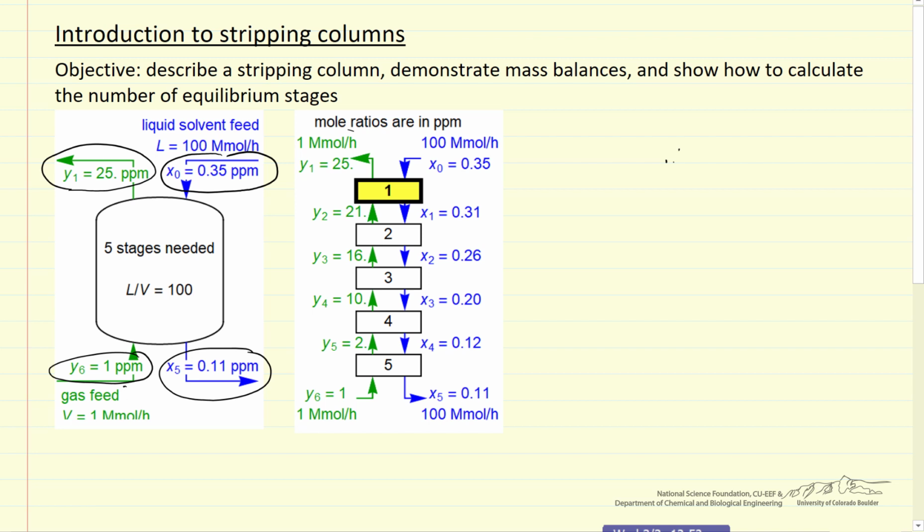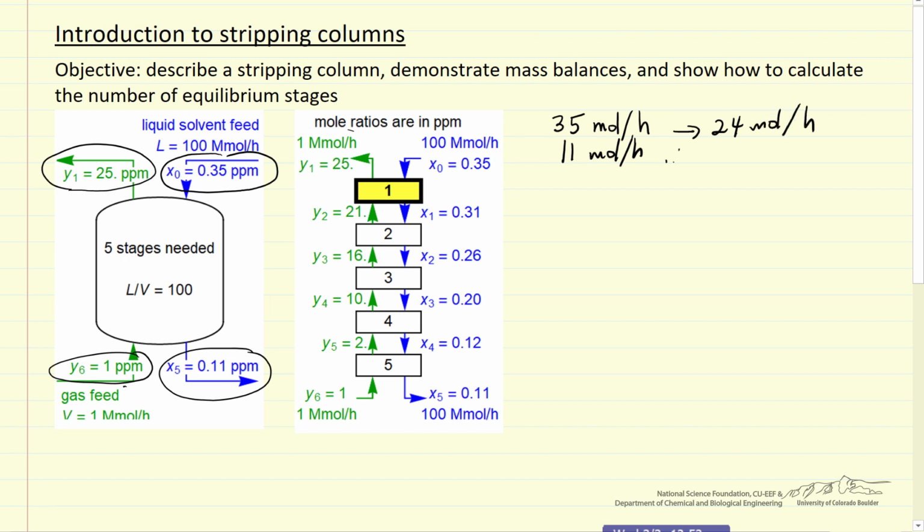And if we look at the overall system, we can see coming in the liquid phase, if we multiply the parts per million times the flow rate, coming in is 35 moles per hour in the liquid phase, and leaving in the liquid phase is 11 moles per hour. So that says we've removed 24 moles per hour.